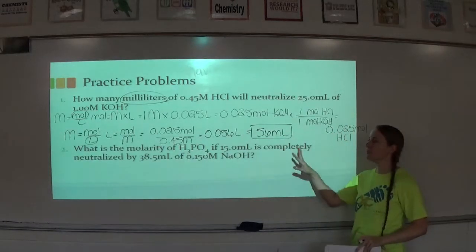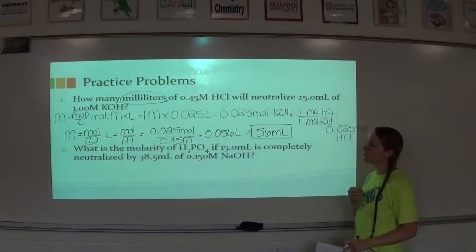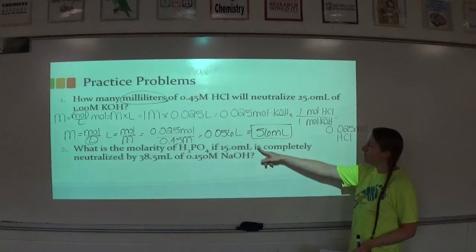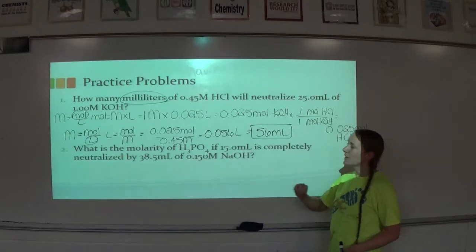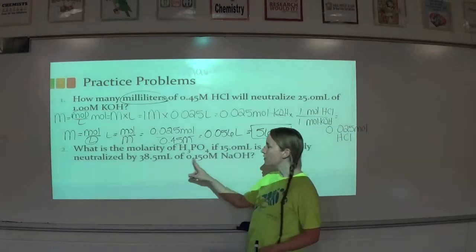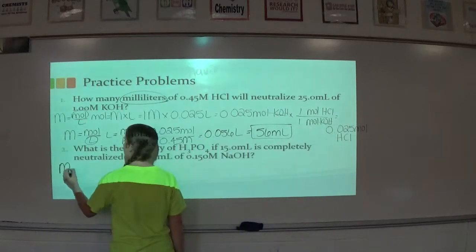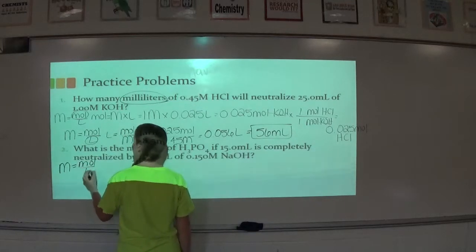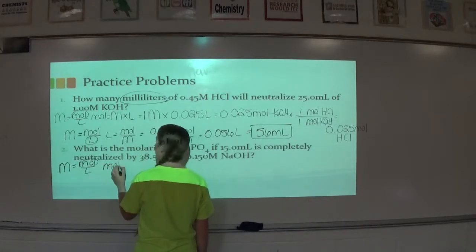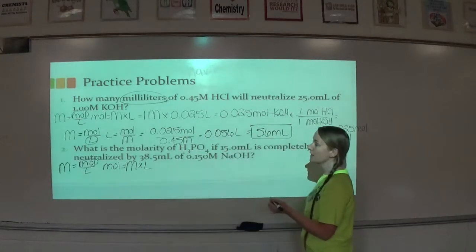Alright, so now that you've seen 2 of them, maybe try this one on your own. So just pause the video, try it, and then we'll look at it together. So it says, what is the molarity of H3PO4 if 15 milliliters is completely neutralized by 38.5 milliliters of 0.15 molar NaOH? So again, I know the volume and molarity of NaOH, so I can get my moles. Remember, y'all, when in doubt in chemistry, just try to do something with moles. Once you hit stoichiometry, that's all we're trying to get after.